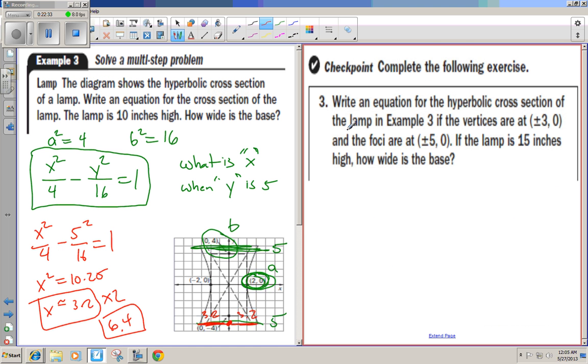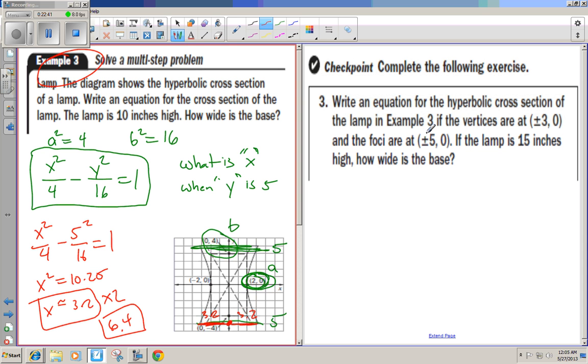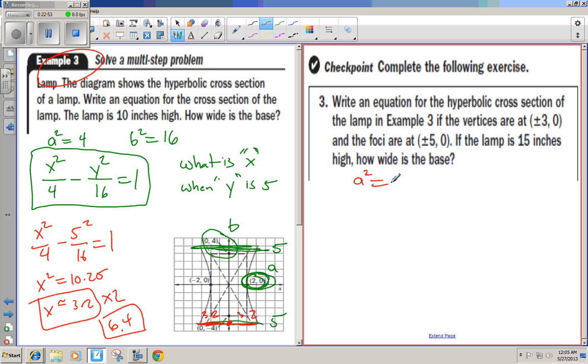All right, here's the exact same thing. Write an equation for the hyperbolic section of a lamp in example 3. So we're using example 3 again. The vertices are at 3, 0, and the foci are at 5, 0. If the lamp is 15 inches high, how wide is the base? So we're going to have to follow these steps exactly. It tells us that the vertices are at 3, 0. So a squared is 3 squared, or 9.